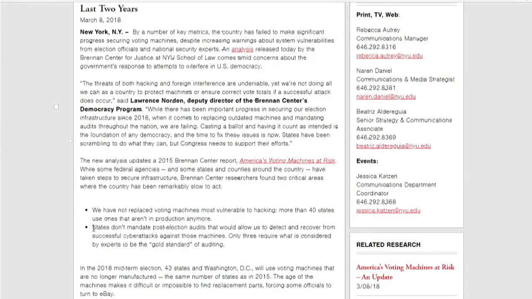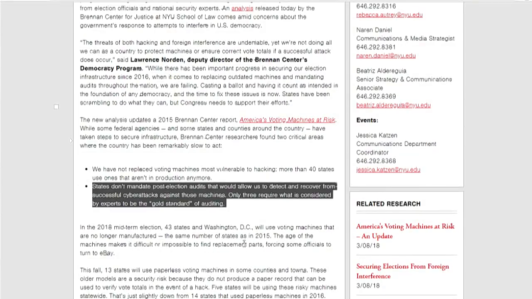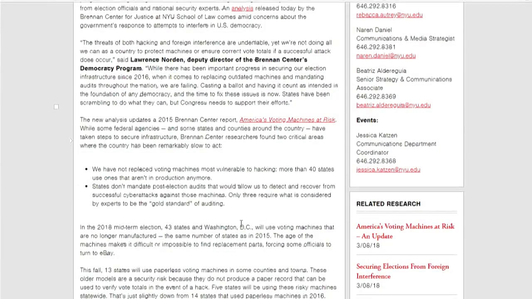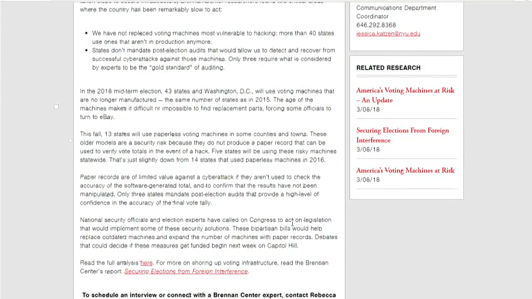Well, I'm not a technical voting person. I deal with the legal side of things. But the idea is you want to, after the election, do random audits in select precincts to make sure that the vote totals that are coming out match what has been reported.